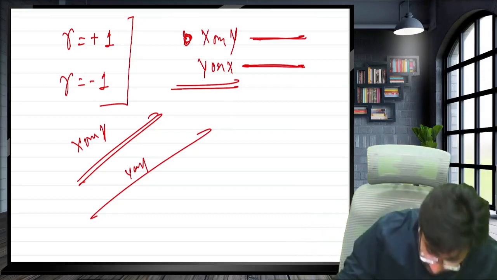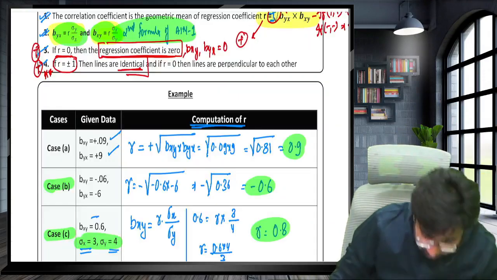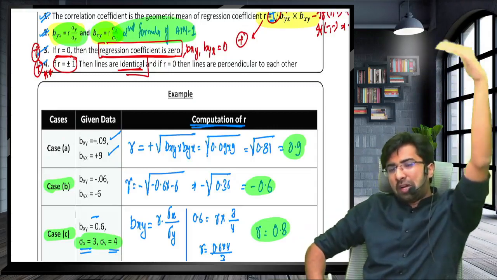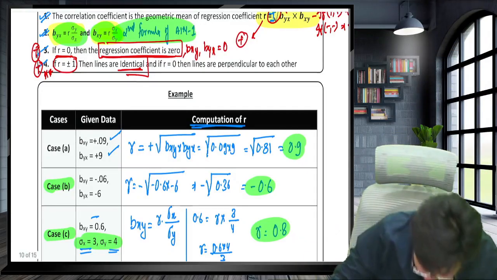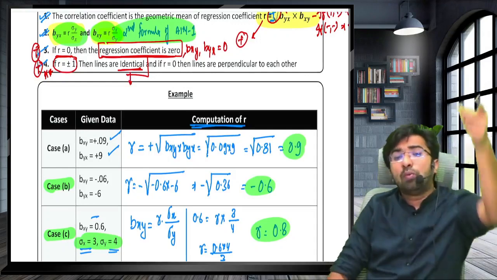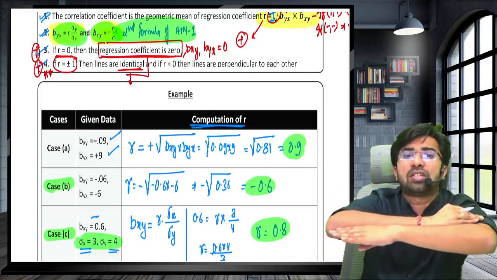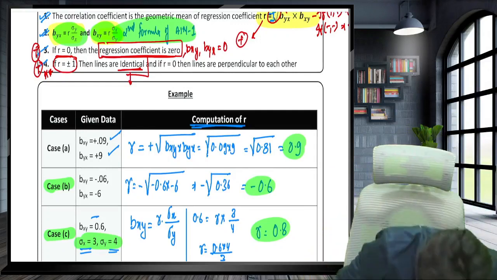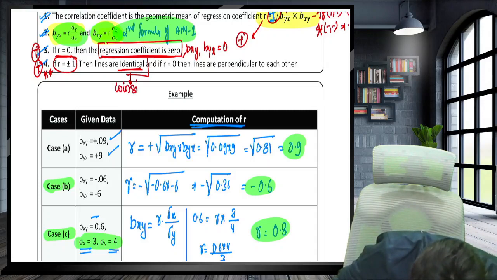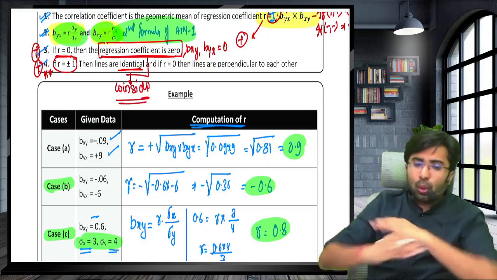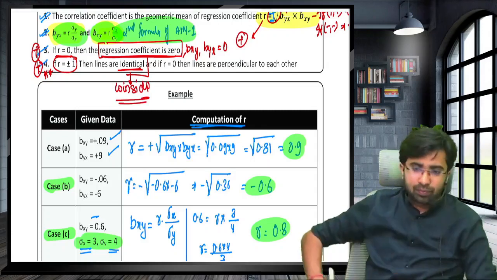Again there are two theory points which correlate with each other. If the correlation coefficient is plus 1 or minus 1, then the lines are identical. The institute uses one more word: the lines coincide. Coincide means they overlap each other. Is this point clear?